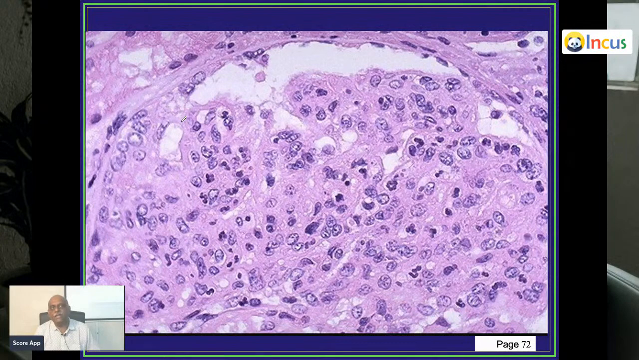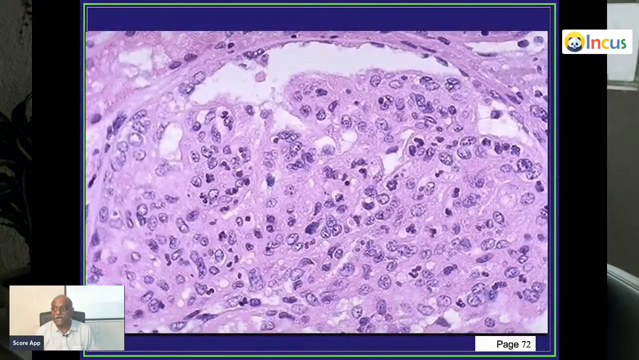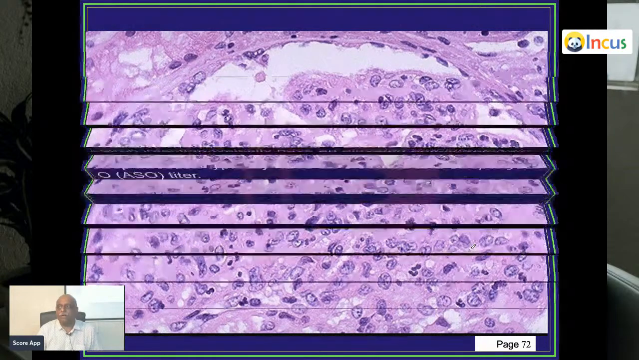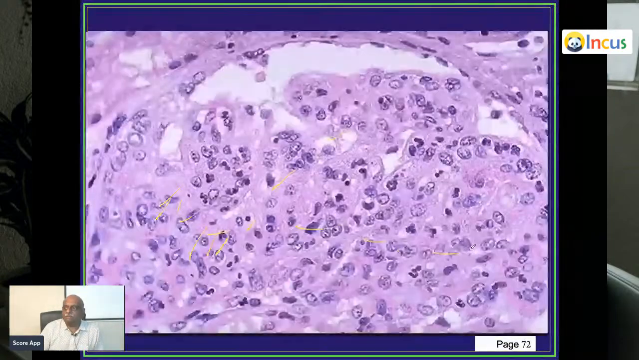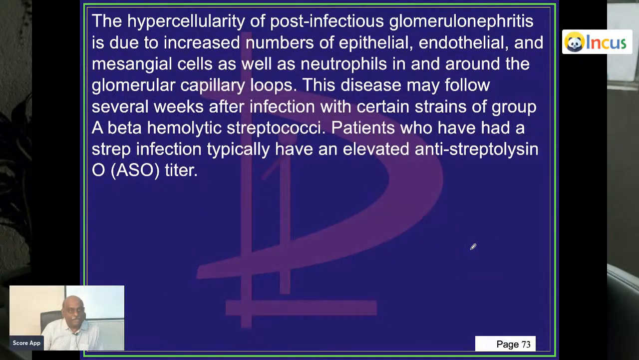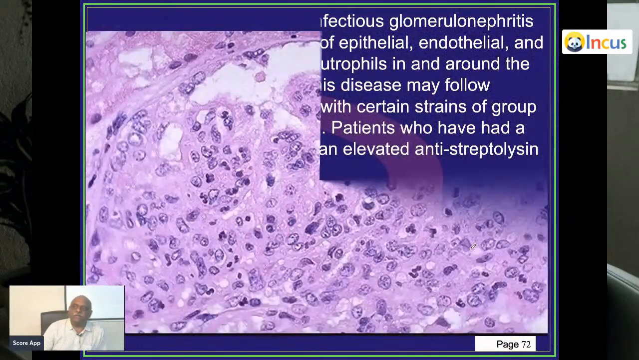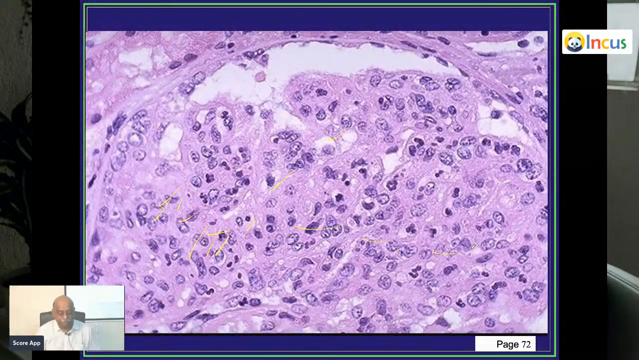Then what are you seeing here, doctor? Typically, there is hypercellularity. The number of cells is increased. Hypercellularity is another important feature. Increased numbers of epithelial cells, endothelial cells, mesangial cells, neutrophils. They're all the features which you see in case of post-streptococcal glomerulonephritis, is what you need to remember.